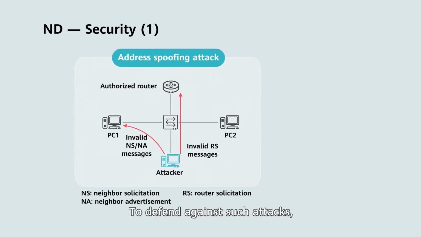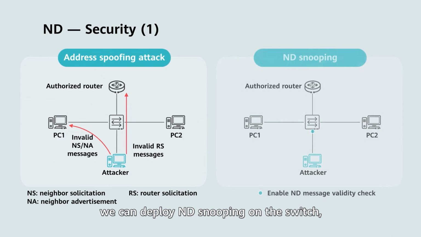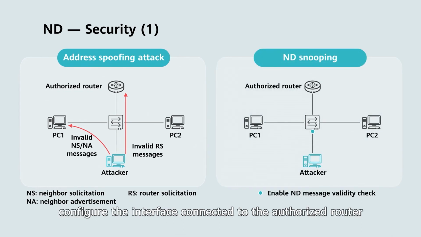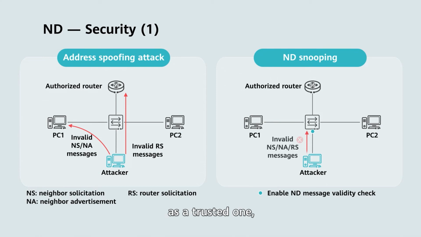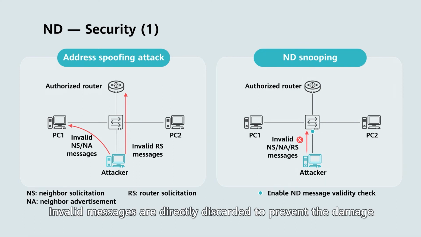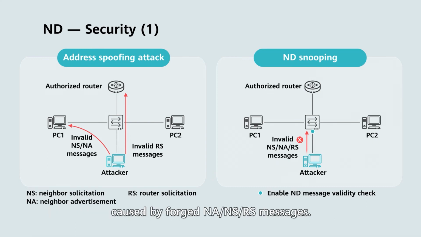To defend against such attacks, we can deploy ND snooping on the switch, configure the interface connected to the authorized router as a trusted one, and enable ND message validity check on the user-side interface. Invalid messages are directly discarded to prevent the damage caused by the forged NA, NS, and RS messages.